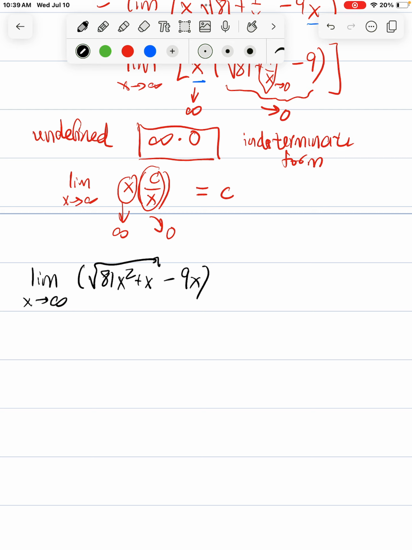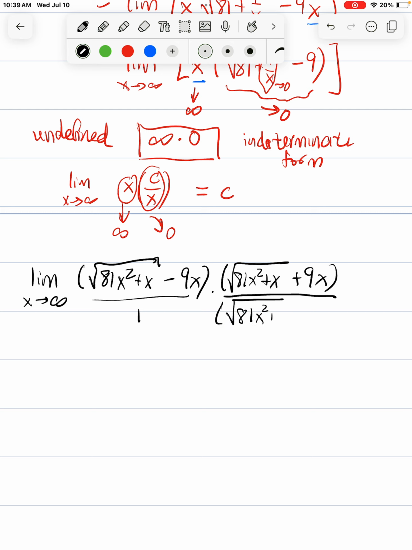So let's multiply and divide this by the conjugate. So this is all over 1, right? The radical conjugate is going to be the square root of 81x squared plus x plus 9x, and then the square root of 81x squared plus x plus 9x. Again, I'm just multiplying and dividing by the same thing, so I didn't change the function.